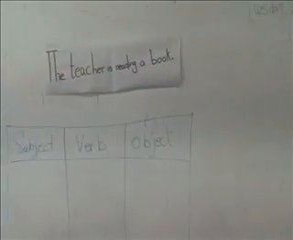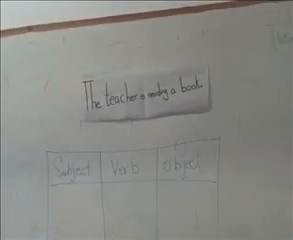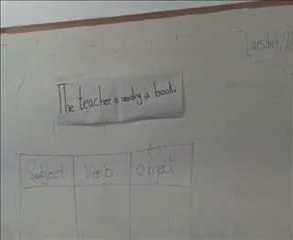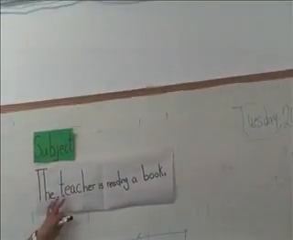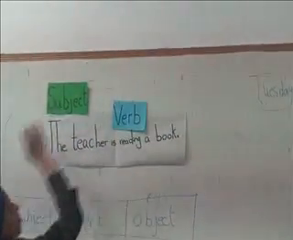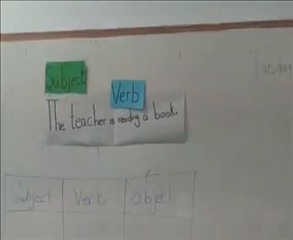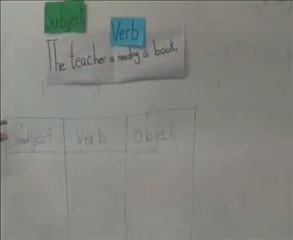Who is doing the action? The teacher. He is the subject. He is the answer for the question who. What is the action here? Reading. The teacher is reading. Then reading is the verb, or the action. It is what we do.